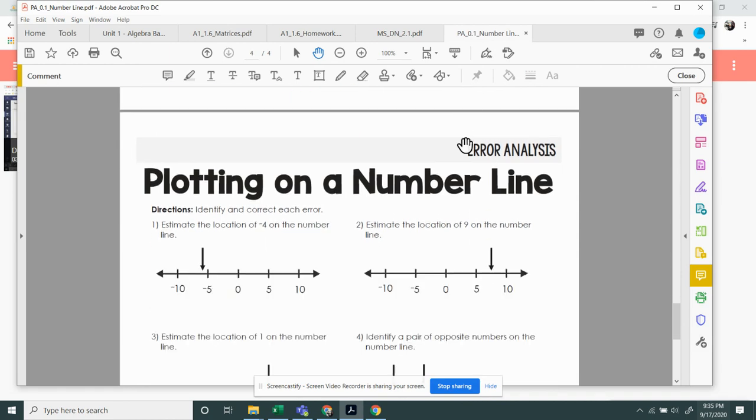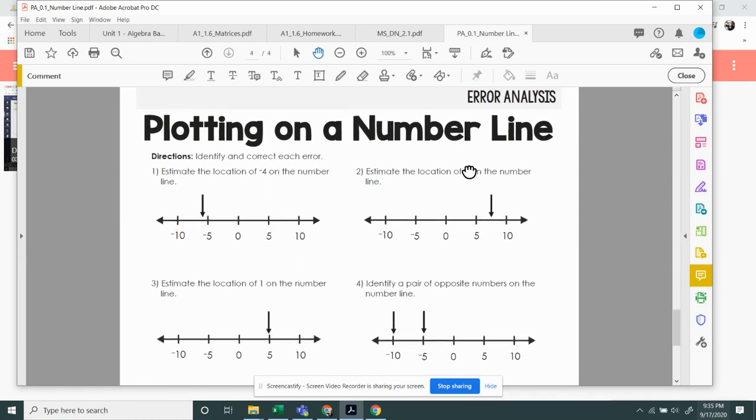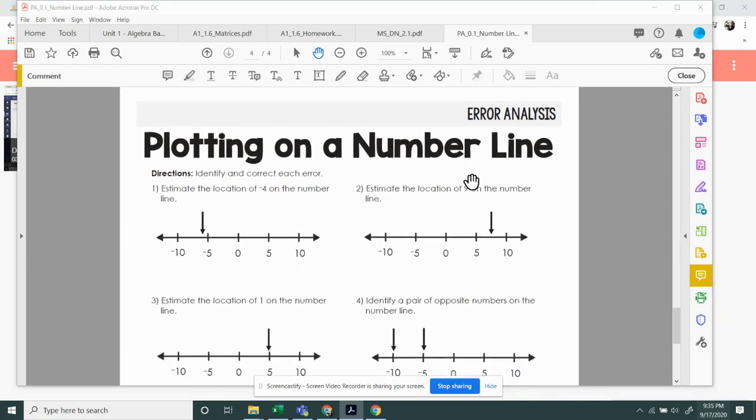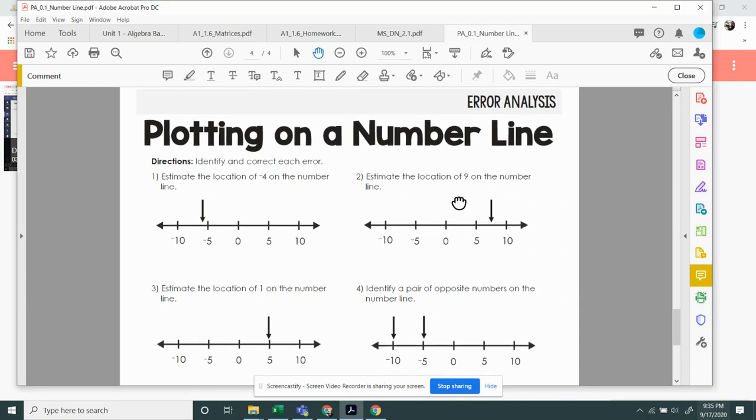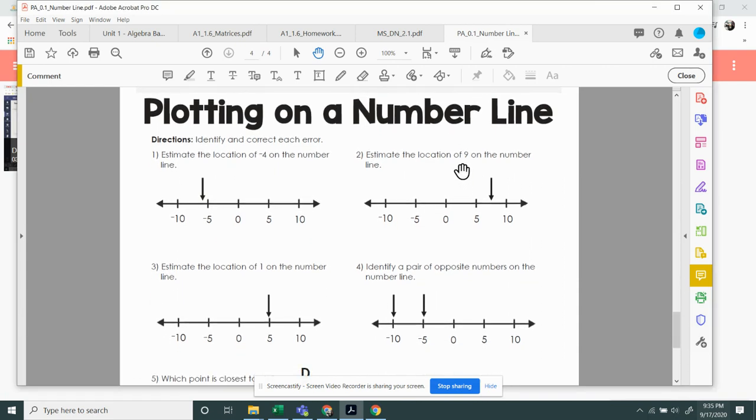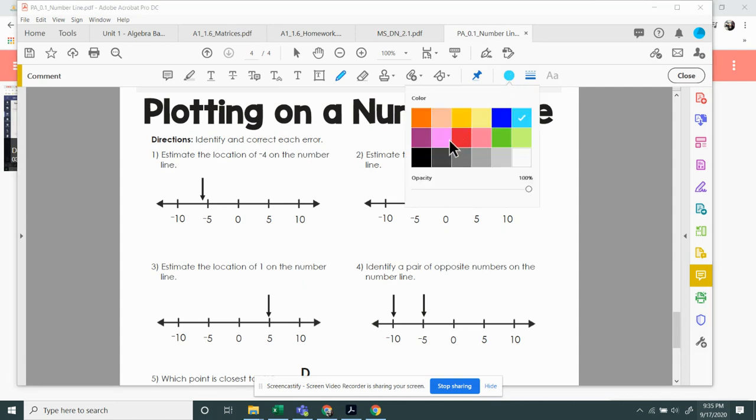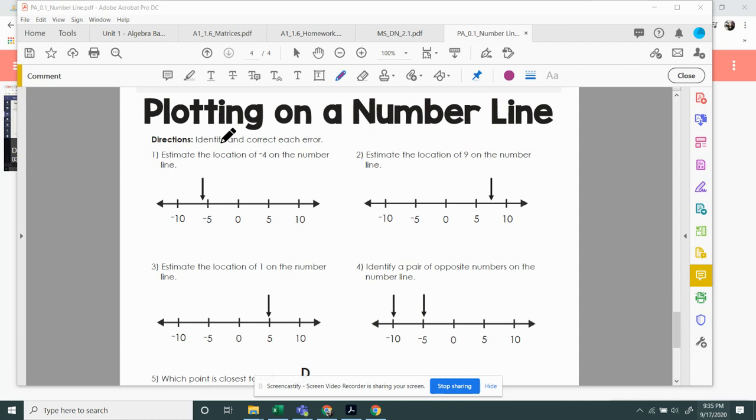Let's move on to our last page, and this is our error analysis. This is where you really get good at these, students, when you try to find the errors. So the first thing that we're asked to do, change our color, something maybe fun. Purple sounds fun. So it says identify and correct each error.